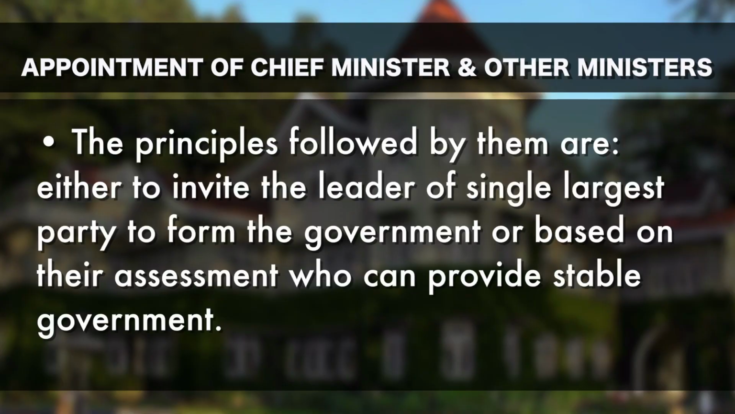The governor's course of action in such a situation has been different depending upon factors like the political affiliations of the governor, the political party in power at the union government level, the political party of the chief minister appointed by the governor in the state, the strength of the political party of the chief minister and the supporting parties, etc. The principle followed by the governors is either to invite the leader of the single largest party to form the government, or, based on their assessment, whoever can provide a stable government at the state level.